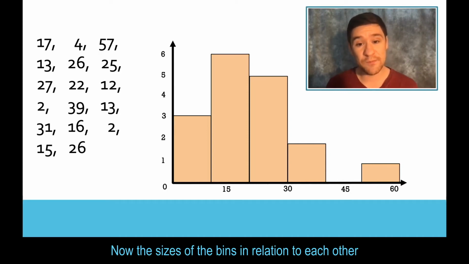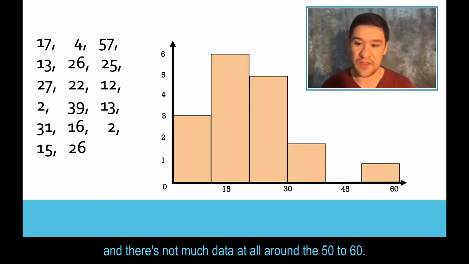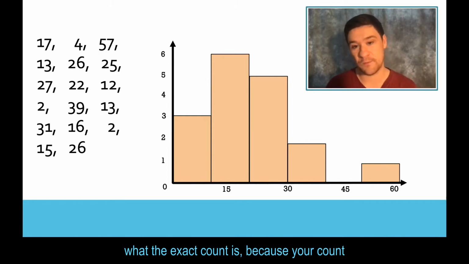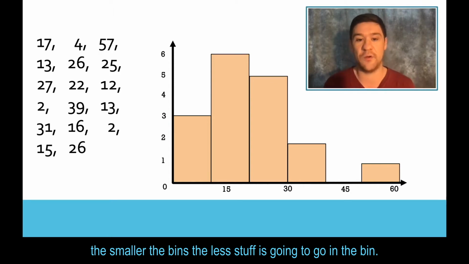Now the sizes of bins in relation to each other is what's important here. We can see there's lots of data around the 20 to 30 and there's not much data at all around the 50 to 60. It doesn't particularly matter what the exact count is, because your count is going to depend on the bin sizes. The larger your bins, the more stuff's going to go in the bin. The smaller the bins, the less stuff's going to go in the bin.